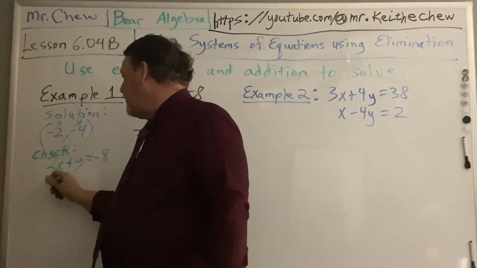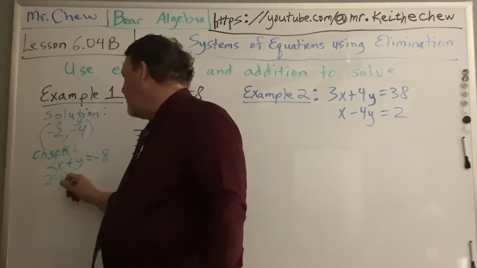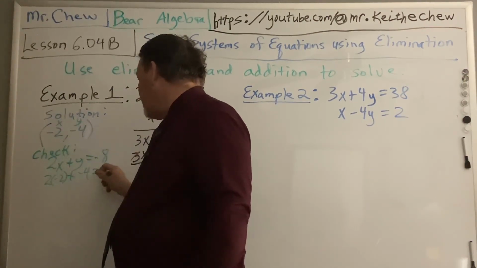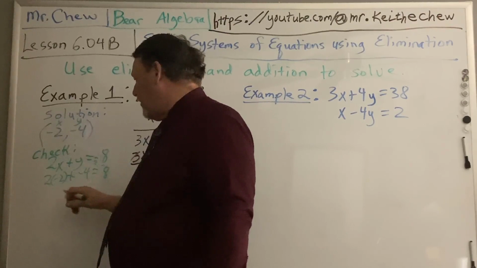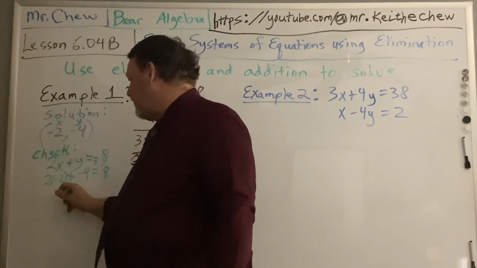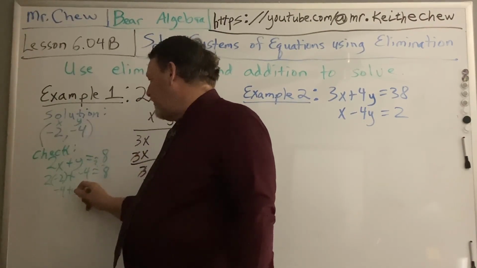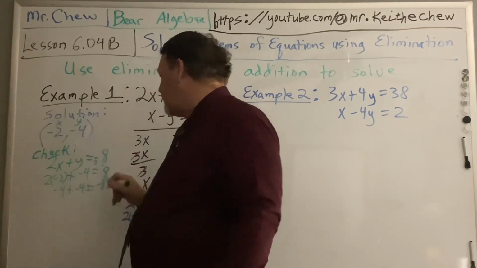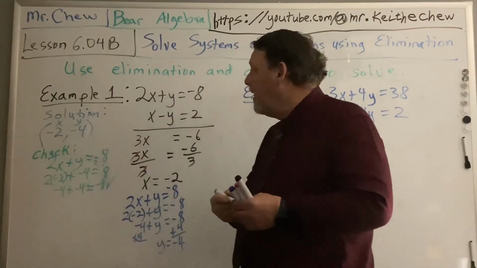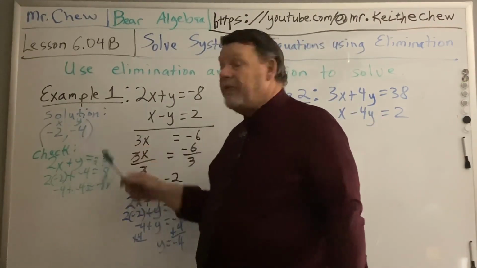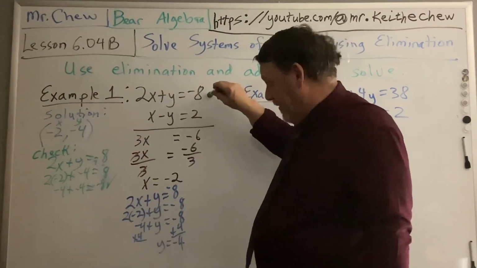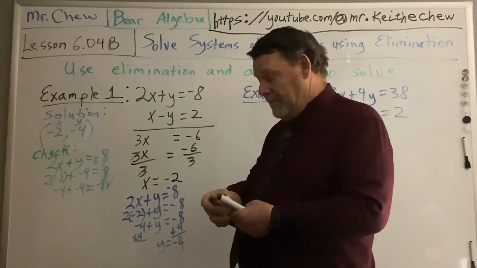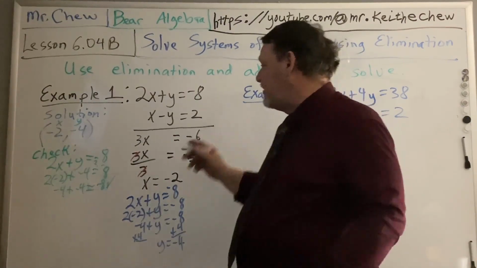Substitute it in. 2 times negative 2 plus, my y is negative 4, equals negative 8, and I put a question mark there. 2 times negative 2 is negative 4. Negative 4 plus negative 4 equals negative 8 is true. So what does that mean? That means that the point negative 2, negative 4 would be on the graph of this line, 2x plus y equals negative 8. Now we'll check the second one.